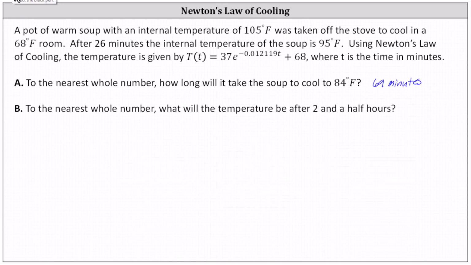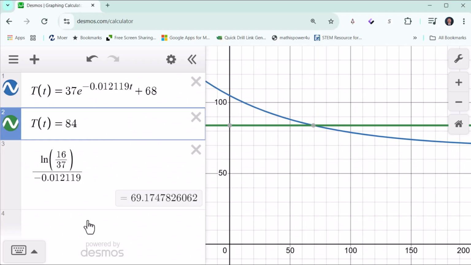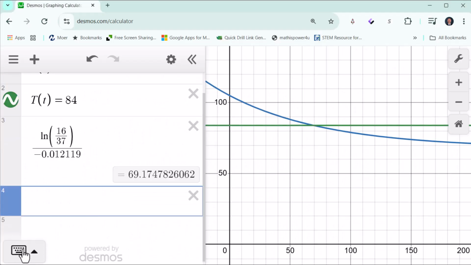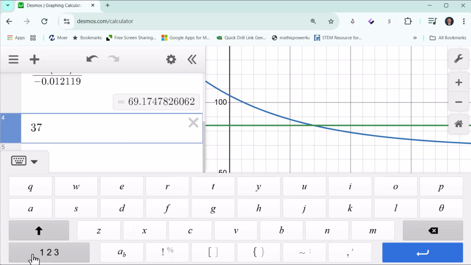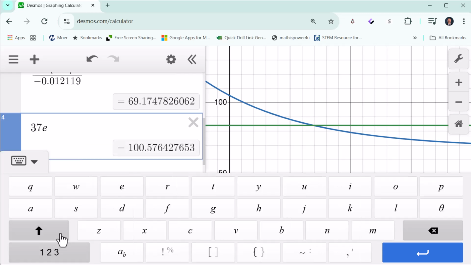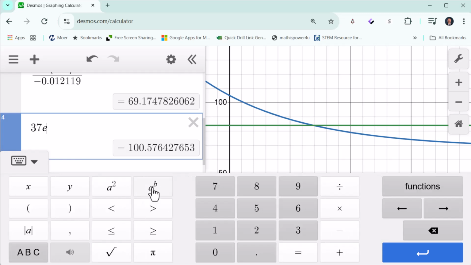Which means we need to determine the approximate function value for T(150), which is equal to 37e^(-0.012119 times 150) + 68. And now we go back to the calculator. In cell 4, we enter 37 for e, press ABC, and then press E. Back to the number pad, click on the exponent key.